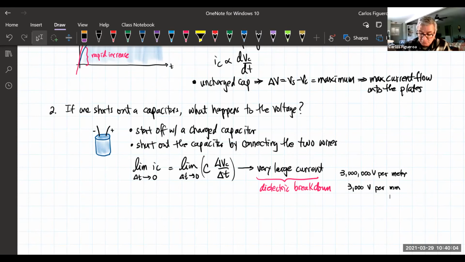Okay, let's move on to the last thing here, which is that we want to look at the initial conditions. Here's what we find. So now we want to look at the initial conditions of a capacitor.